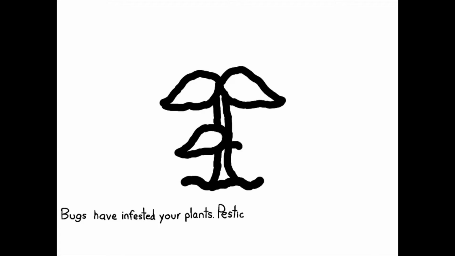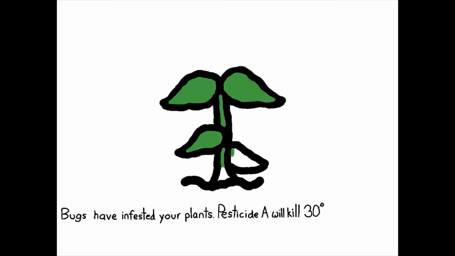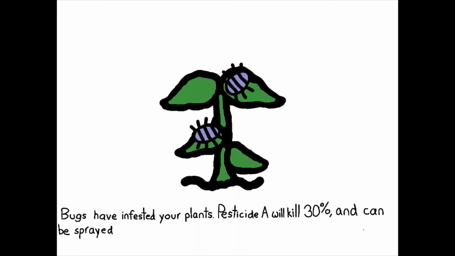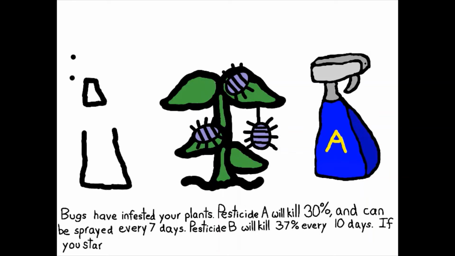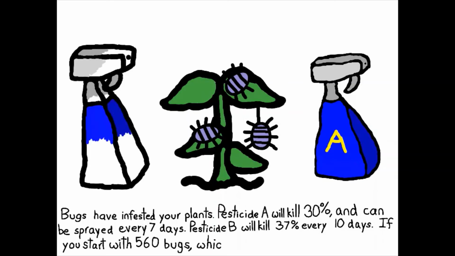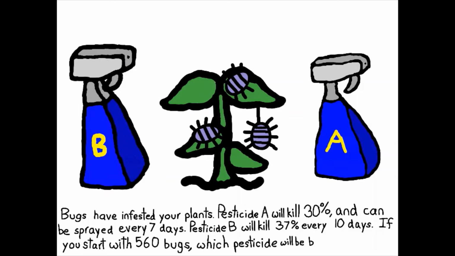For another example, let's say that bugs have infested your plants. Pesticide A will kill 30% of the bugs and can be sprayed every 7 days. Pesticide B will kill 37% of the bugs every 10 days. If you start with 560 bugs, which pesticide will be most effective after 100 days?